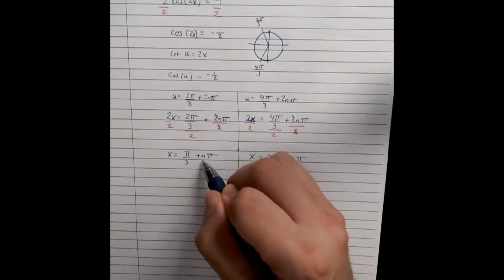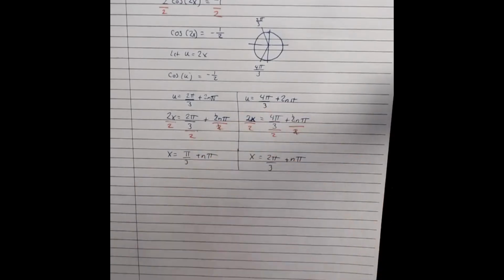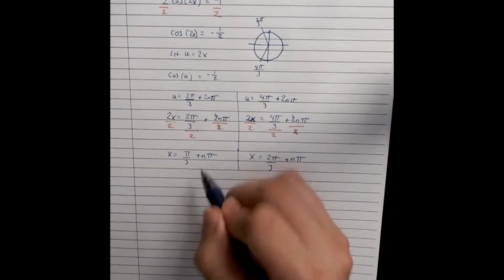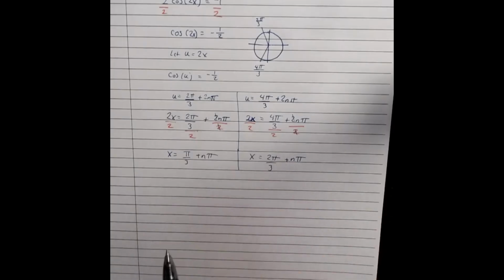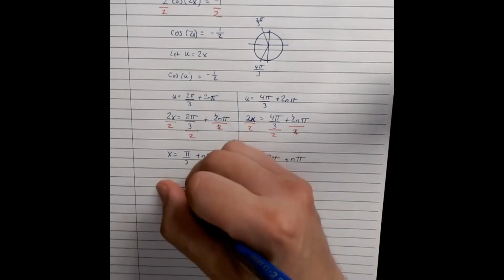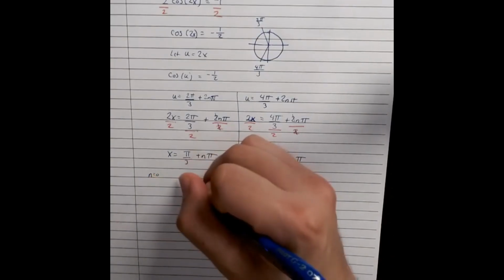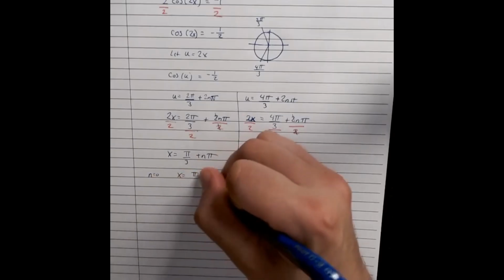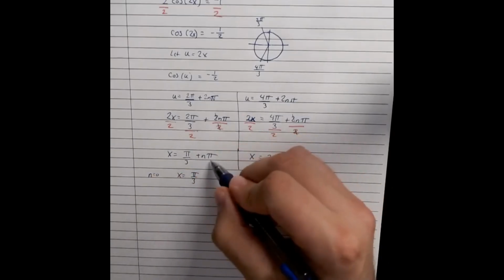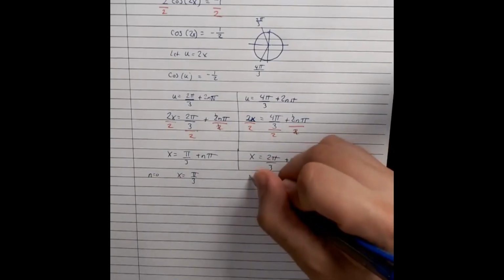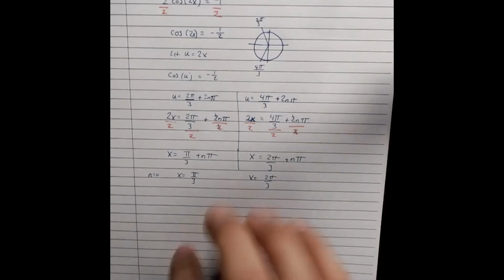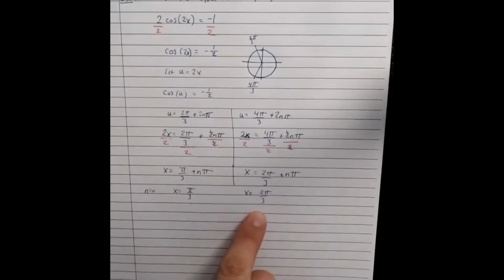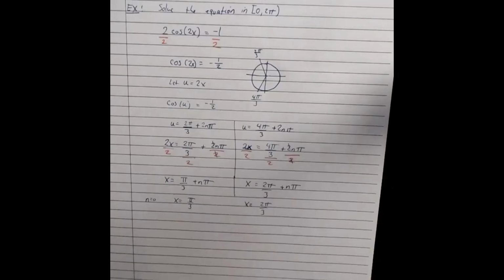I'm going to plug in a few numbers for n. Remember, n is an integer. I was going to say I'd start with the smallest integer, but I guess there is no smallest integer. It goes on forever in both directions. So I'm going to start with 0. If n is equal to 0, I get x is equal to pi over 3 plus 0. And over here I get x is equal to 2 pi over 3 plus 0. Those are definitely between 0 and 2 pi. So both of those are solutions.